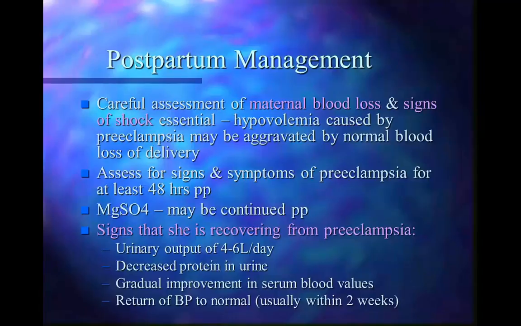They may continue to receive magnesium sulfate postpartum. And the signs that we look for that she's recovering from preeclampsia are her urinary output going up to 4 to 6 liters per day, the decreased amount of protein in the urine, and gradual improvement in serum blood values. So we want to continue to monitor labs, and the return of the blood pressure to normal. And that may take a while. It usually changes within 2 weeks, but it could take as long as 6 weeks postpartum for that blood pressure to go back to normal range.